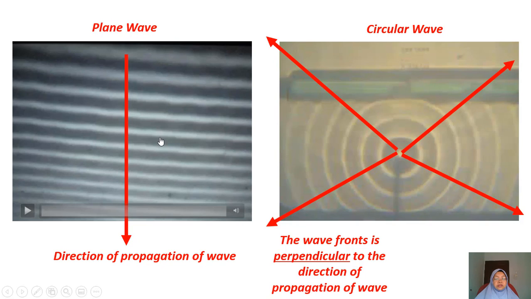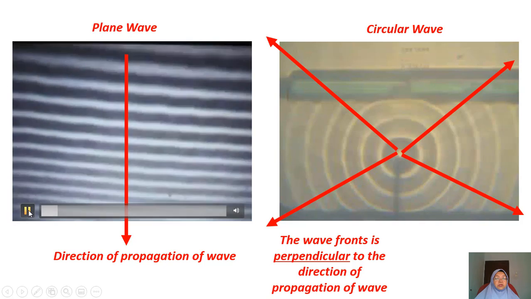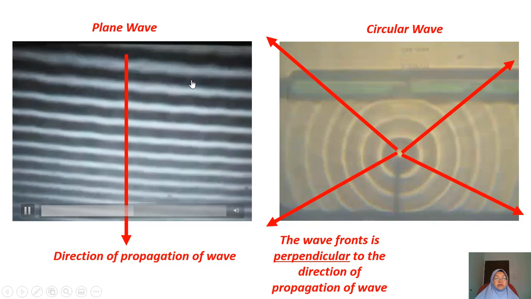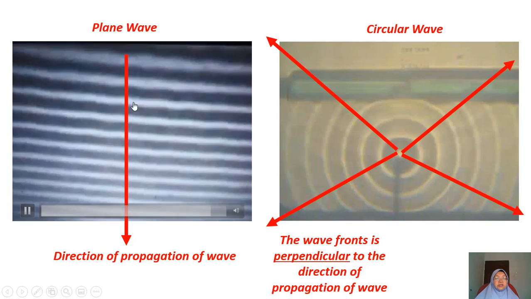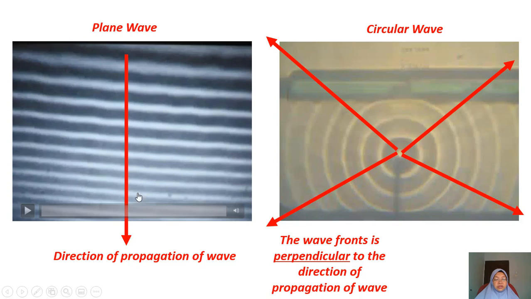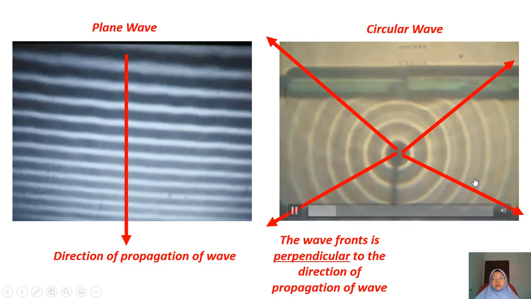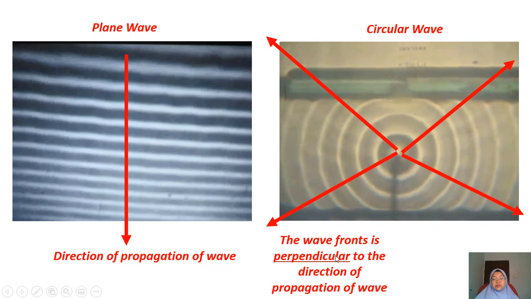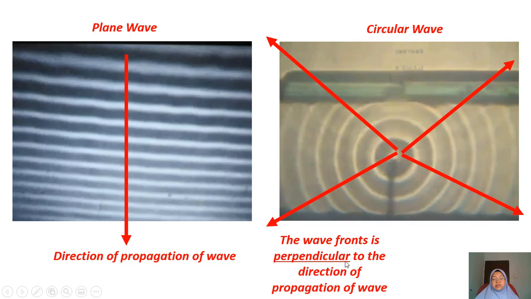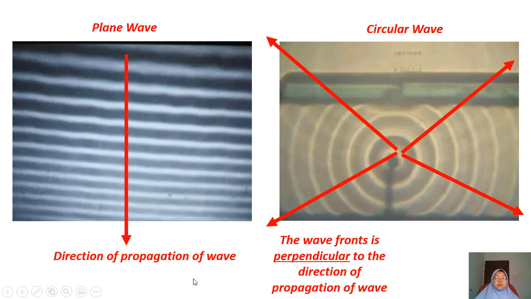Here is another video about wavefronts and the direction of propagation of wave. This is the wavefront, and the plane wave moves in this direction. This is the direction of propagation of wave, so they are perpendicular. Let's look at the circular waves. They will move radially. So the wavefront is perpendicular to the direction of propagation of the wave.